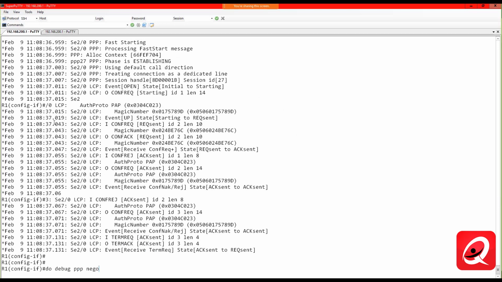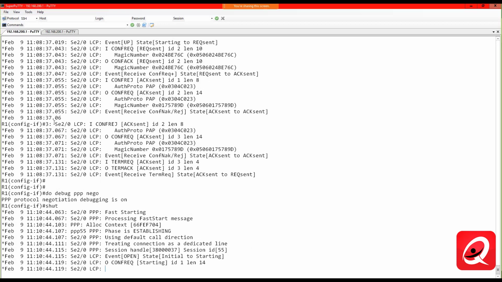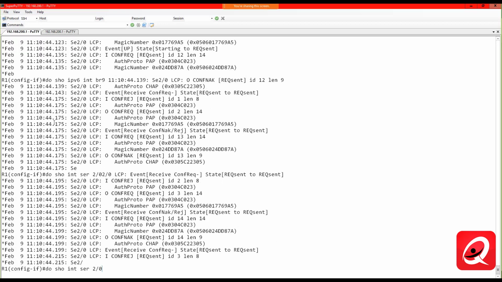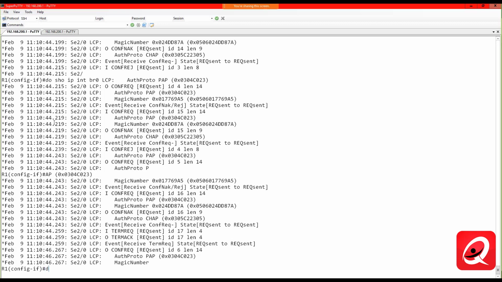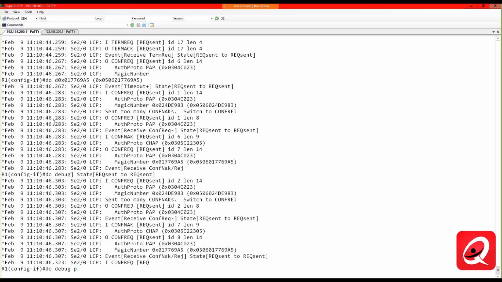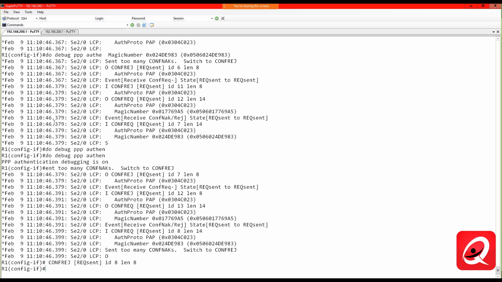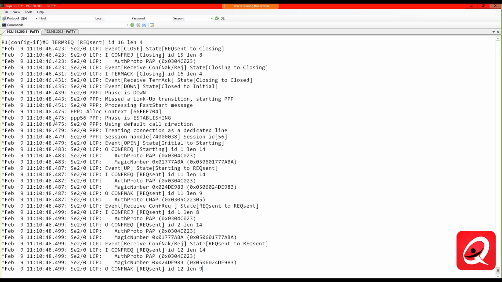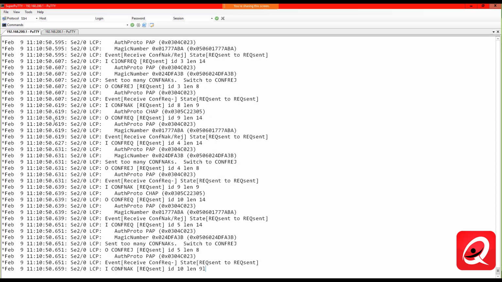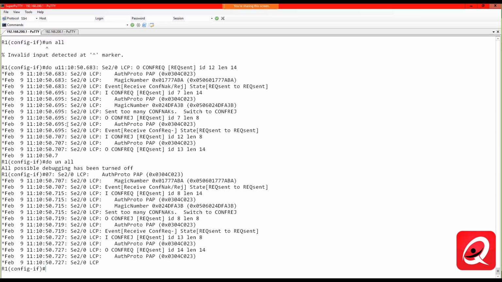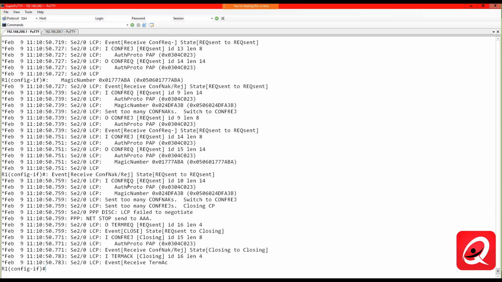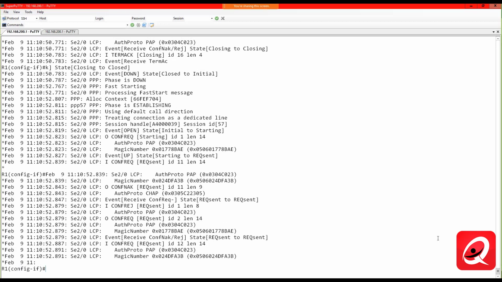Let me go ahead and do my debugs here. Debug PPP negotiation and PPP authentication. Debug PPP authentication. All right, I'm just going to wait to capture a little bit here, and I'm going to do an undebug all. Wait for that to calm down a little bit.